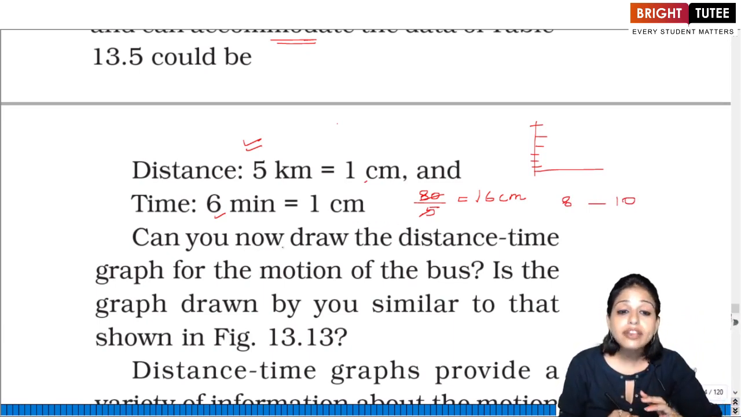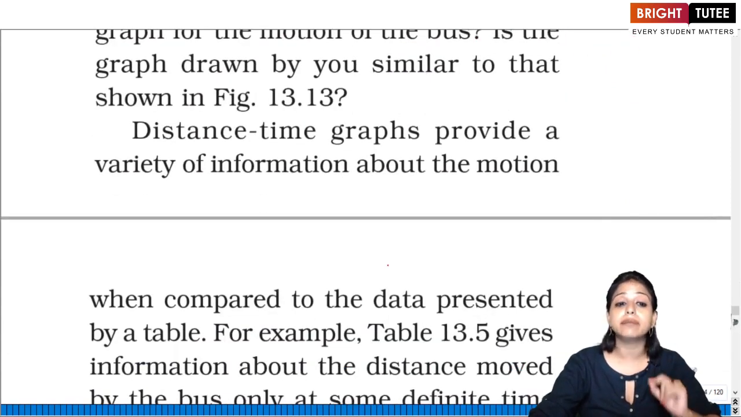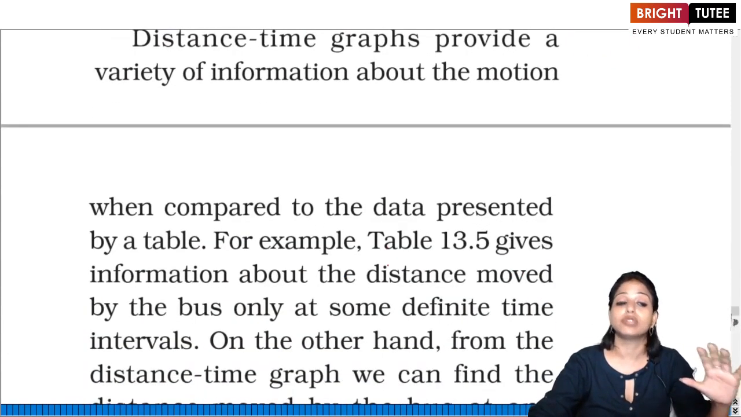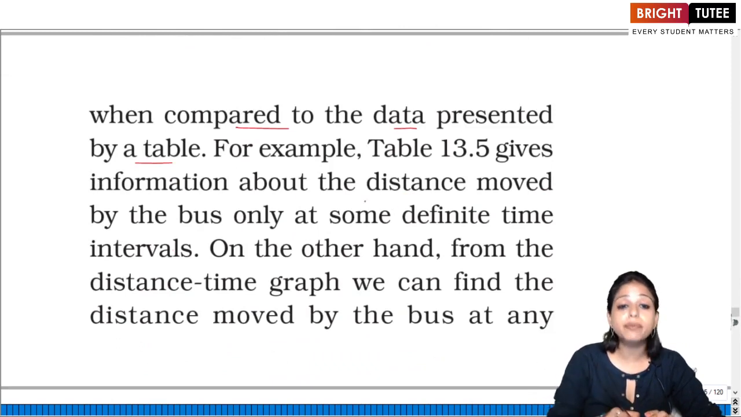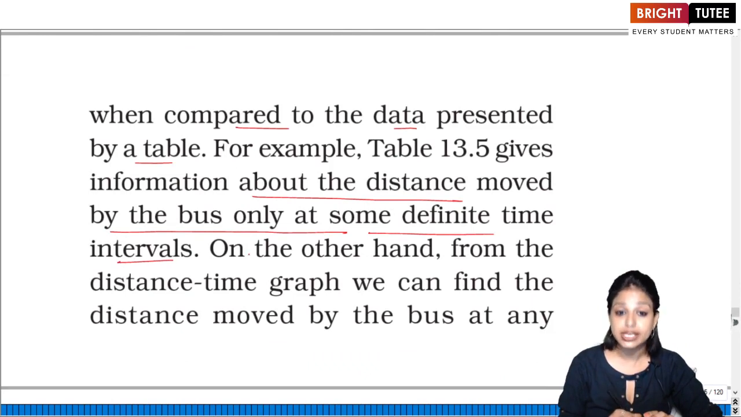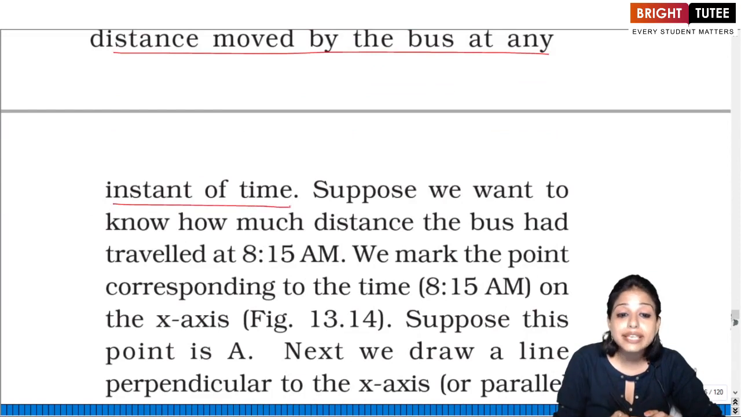Let's see this. Can you draw the distance time graph of the motion of the bus? If we draw the graph by this, what do we see? The distance time graph provides a variety of information about the motion. When compared to the data presented by the table, we see that the table gives the distance moved by the bus only at some definite time intervals. But we can even tell more. On the other hand, from the distance time graph, we can find the distance moved by the bus at any instant of time. Now, this is something very interesting, students.